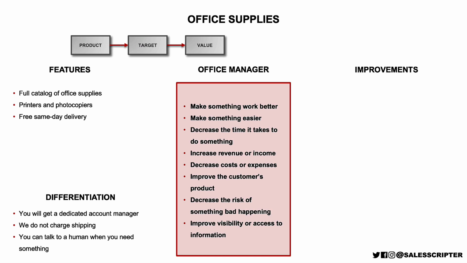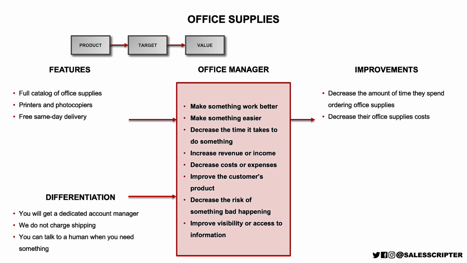What we can do with that list is look back at our features or differentiation and think about, for this particular feature, does that help in any of these areas? And if it does, then try to compose some thoughts on how it helps. Here are some improvements that I created for this office supplies sales script: we can help decrease the amount of time that office managers spend ordering office supplies, we can decrease their office supply costs, and we can decrease the time it takes to receive deliveries of office supplies.